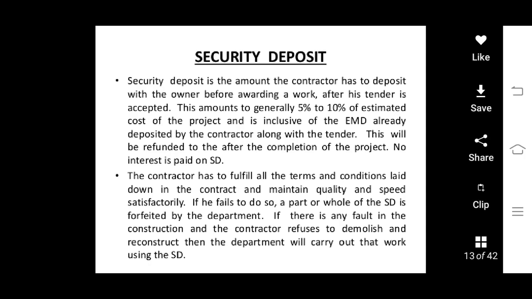The contractor has to fulfill all the terms and conditions laid down in the contract and maintain quality and speed satisfactorily. If he fails to do so, a part or the whole of the security deposit is forfeited by the department. If there is any fault in the construction and the contractor refuses to demolish and reconstruct, then the department will carry out that work and recover the cost from the security deposit of the contractor.